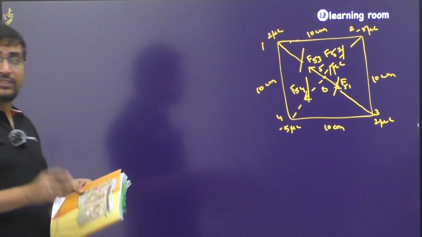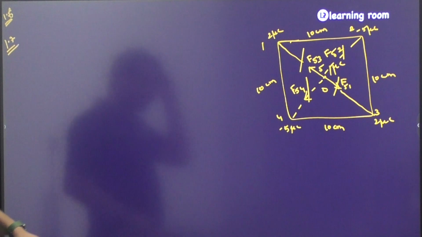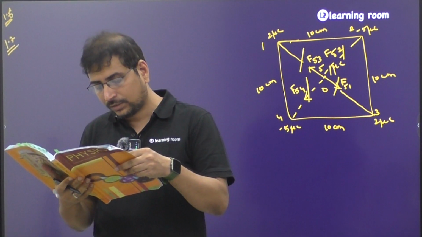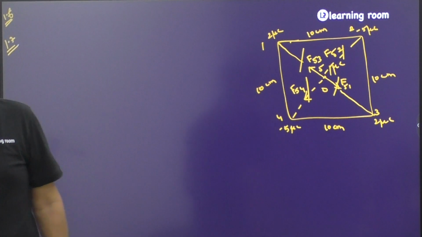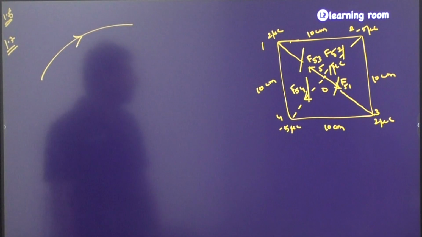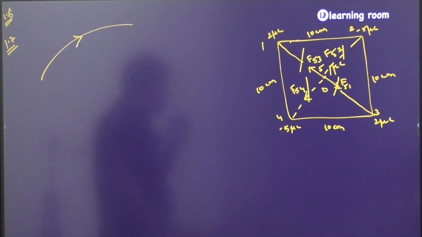So look at 1.7. What are they saying? An electrostatic field line is a continuous curve. That is, it cannot have a break. So if I take an electrostatic field line, it is a continuous curve and it does not have a break. Why it does not have a break is what they're asking.